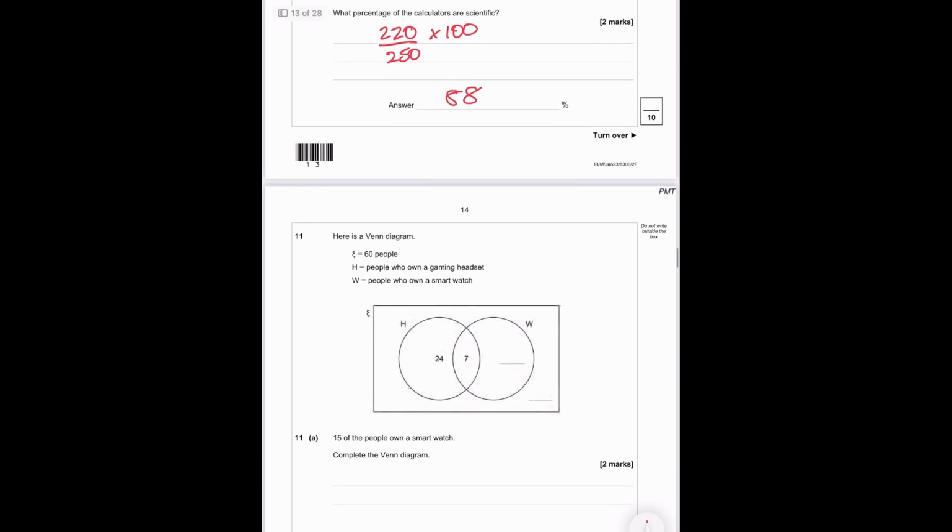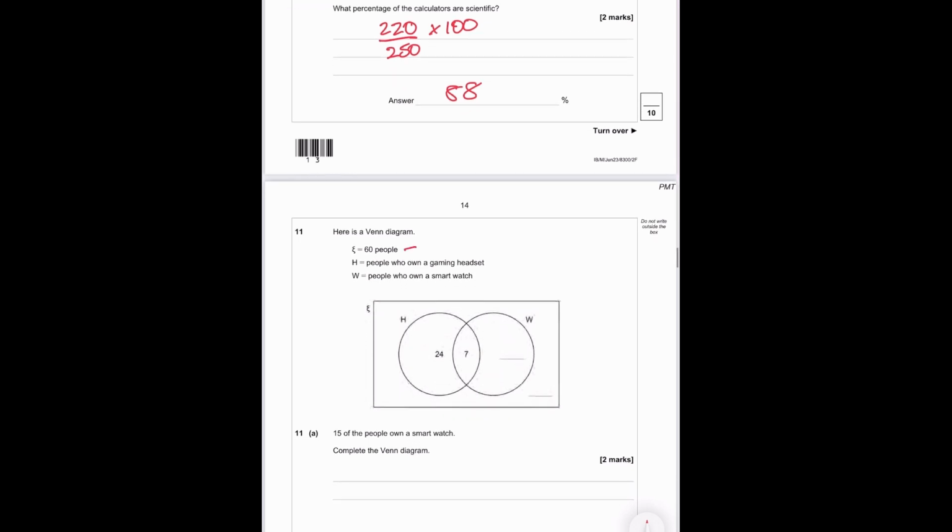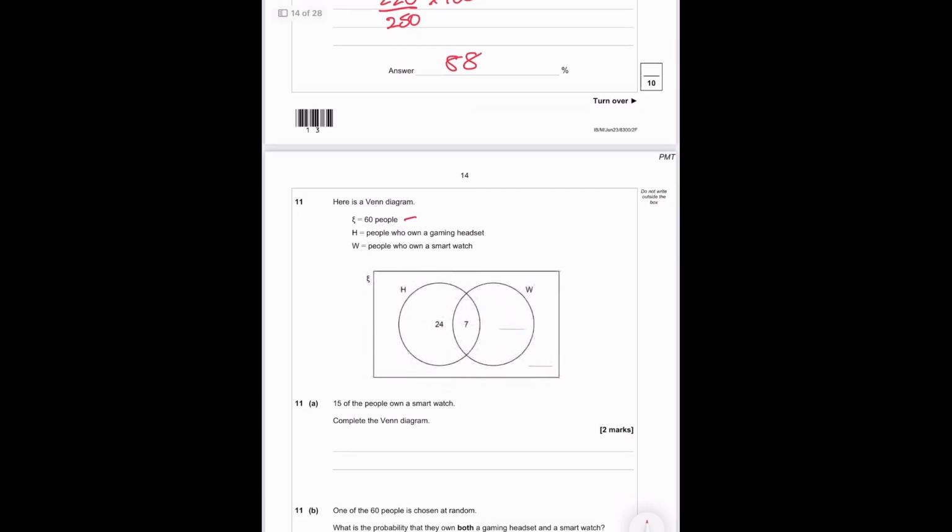Here's the Venn diagram. The total is going to be 60 people. H is the people who own a gaming headset. W is the people who own a smart headset. Now we know the total is going to be 60. 15 of the people own a smartwatch. So 15, take away the 7 we've already got, leaves us 8. And if I add up all those numbers, I need another 21 to make the total 60.